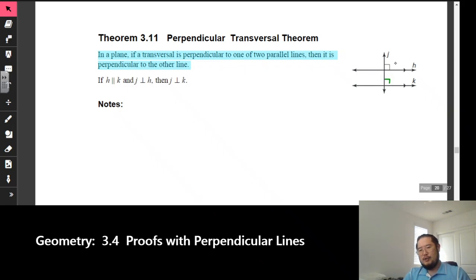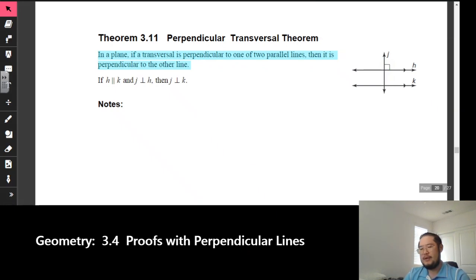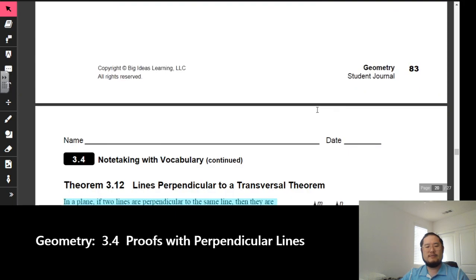So think about this, two parallel lines cut by a transversal, these angles that I'm looking at are corresponding angles, and they're going to have to be congruent. So if it's congruent to one and it's perpendicular to one, it will be perpendicular to the other if I have a transversal cutting through parallel lines.